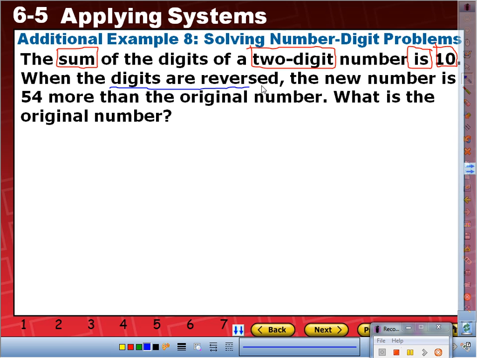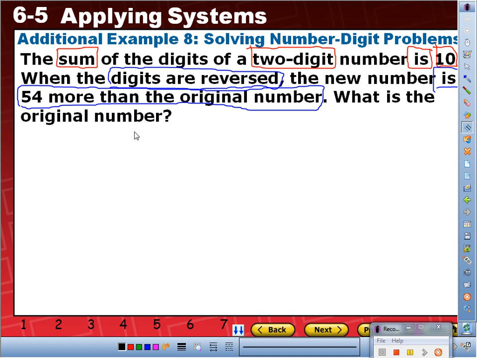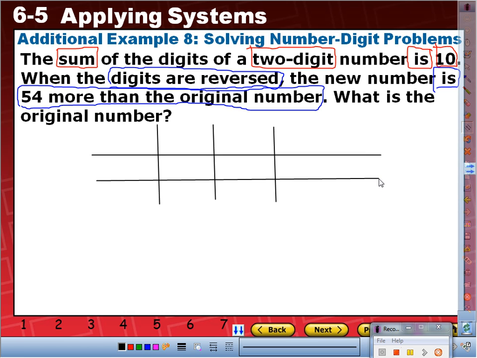Digits reversed. That means they take that number, they switch it, and the new number is 54 more than the original number. So this is going to be one of those that really need to understand what we're looking at, okay? We already read it twice and underlined stuff, now let's get a table going. 3 lines down, 1, 2, 3, 2 across. There it is.